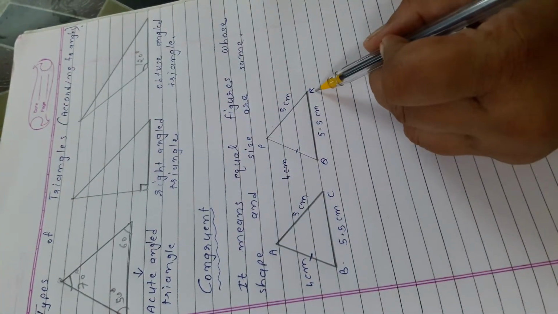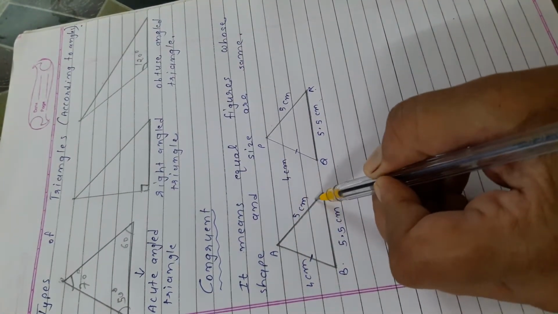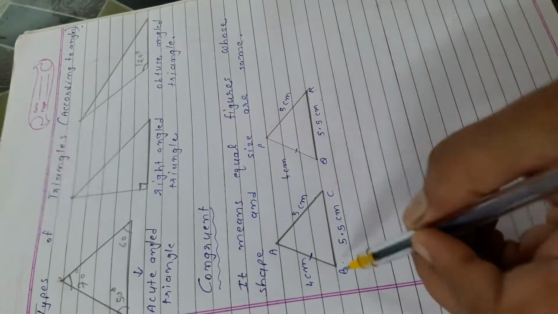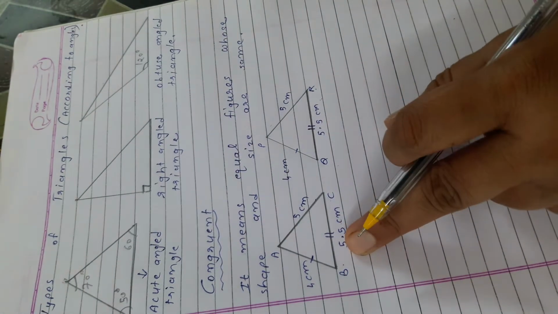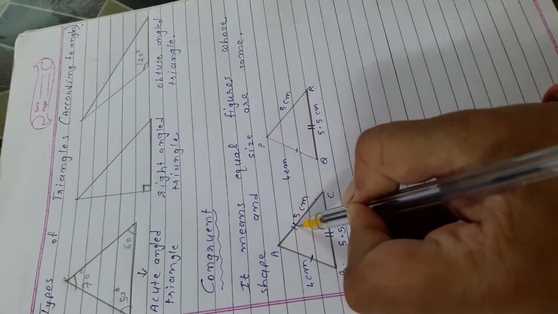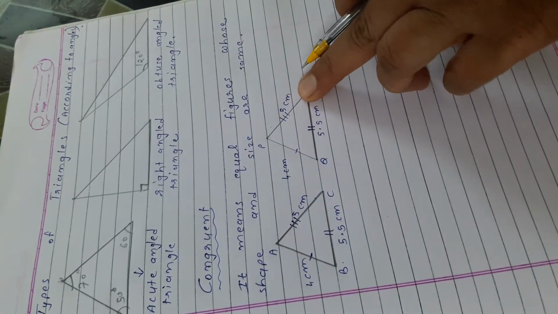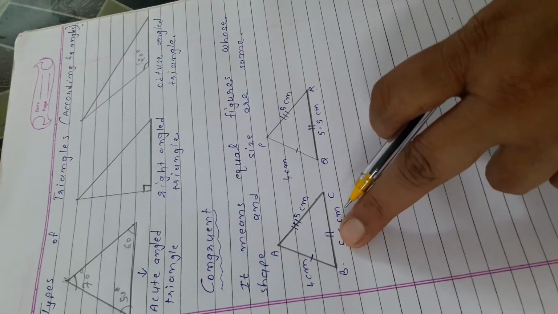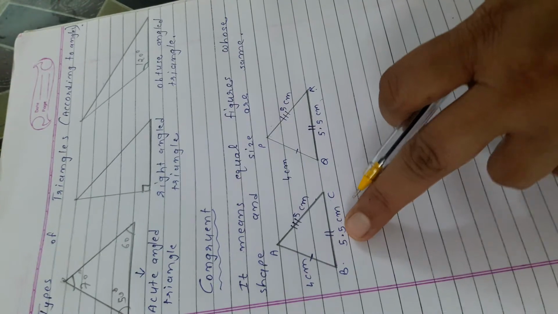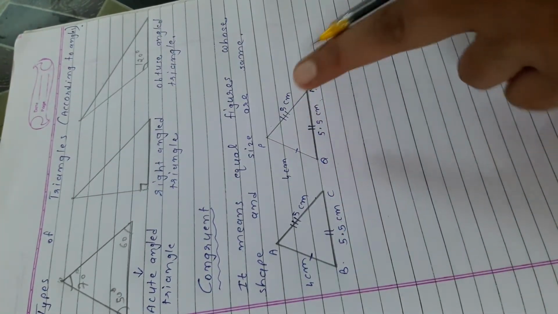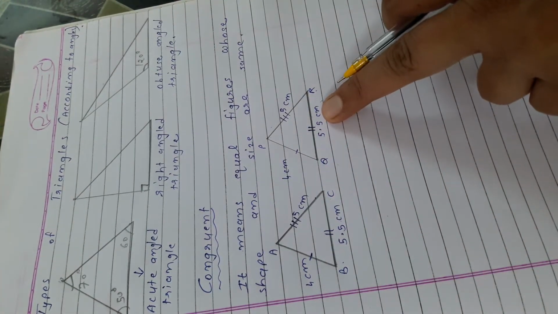BC and QR are corresponding sides. That is, BC equal to QR. And AC corresponds to PR. Here BC corresponds to QR. They are the same. AC corresponds to PR. They are also the same. So here these corresponding sides of both the triangles are the same, and their shape and size both are the same.